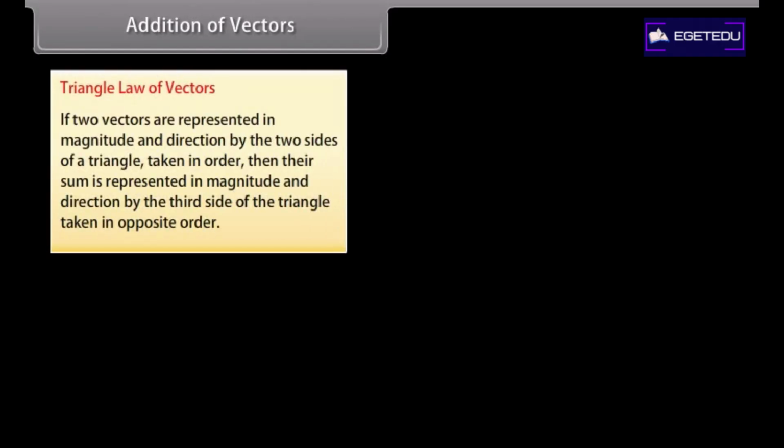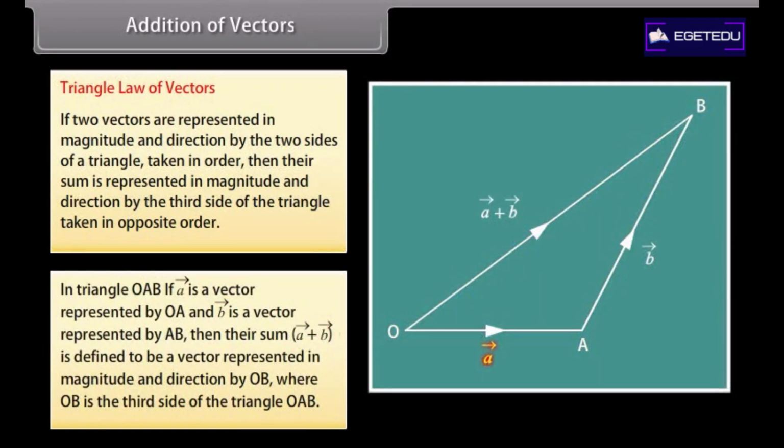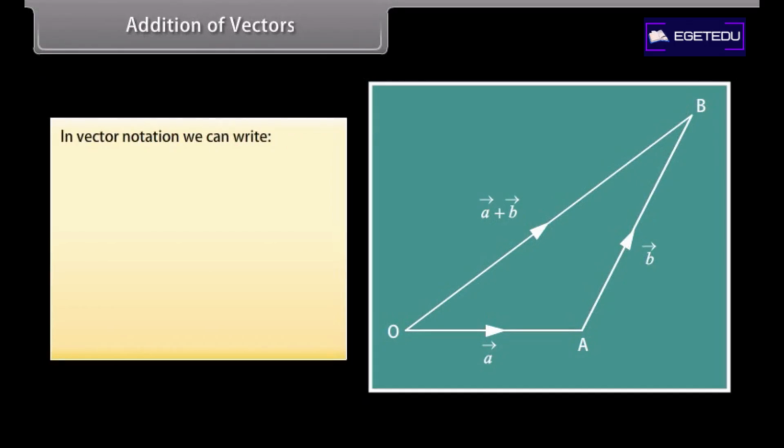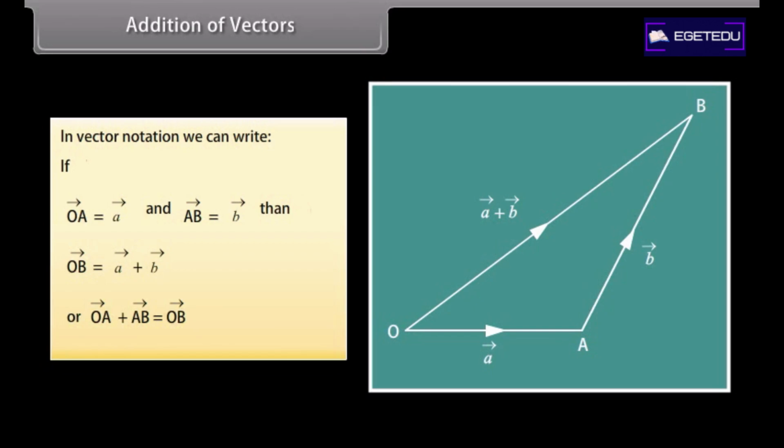Addition of vectors. Triangle law of vectors. If two vectors are represented in magnitude and direction by the two sides of a triangle, taken in order, then their sum is represented in magnitude and direction by the third side of the triangle, taken in opposite order. In triangle OAB, if vector A is represented by OA and vector B by AB, then their sum, vector A plus vector B, is defined to be a vector represented in magnitude and direction by OB, where OB is the third side of the triangle OAB. In vector notation we can write, if vector OA equals vector A and vector AB equals vector B, then vector OB equals vector A plus vector B, or vector OA plus vector AB equals vector OB.